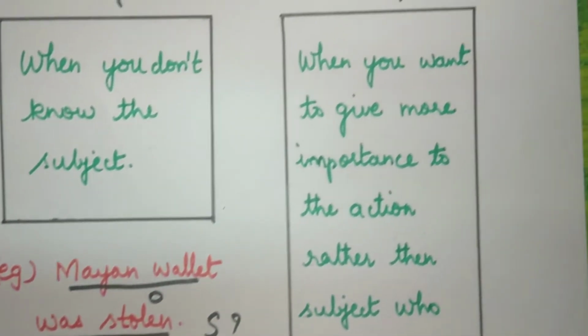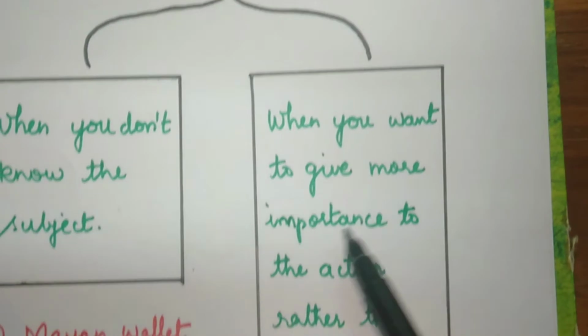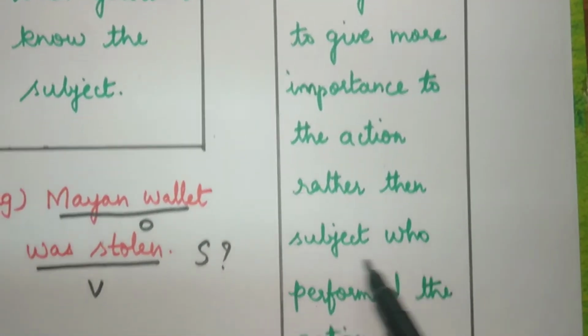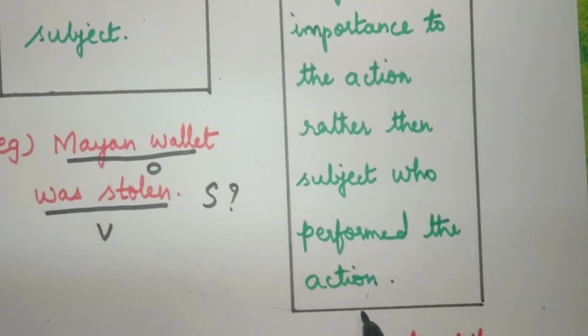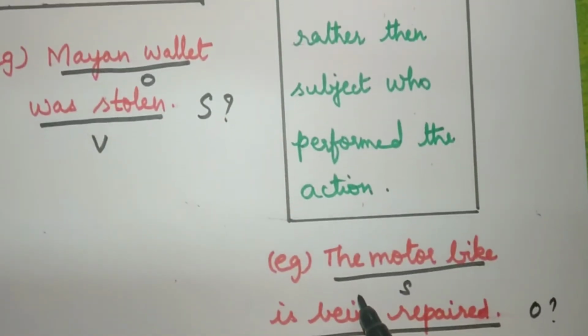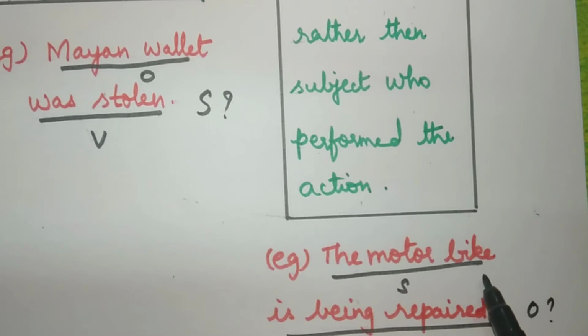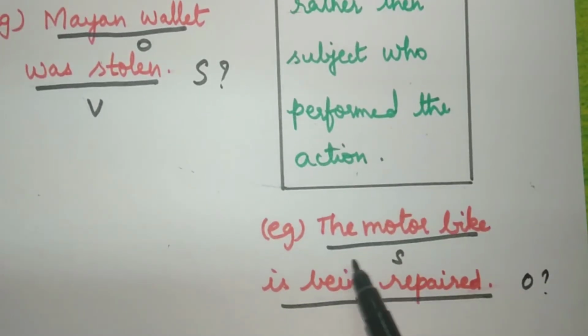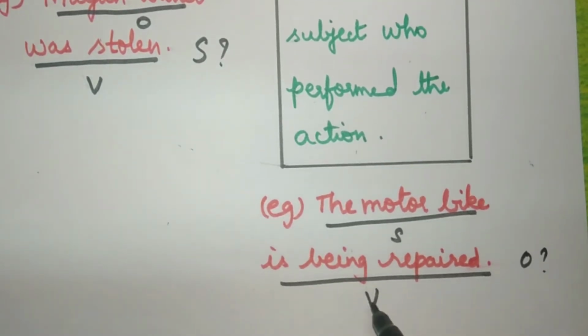Another case is when you want to give more importance to the action rather than the subject who performed the action. That means we are giving importance to the action, not to the subject. Here is one example: the motorbike is being repaired. The motorbike is the subject, is being repaired is the verb and we don't have an object. We are giving more importance to the verb, that is the action, in this sentence. So in this case also we can use the passive voice.